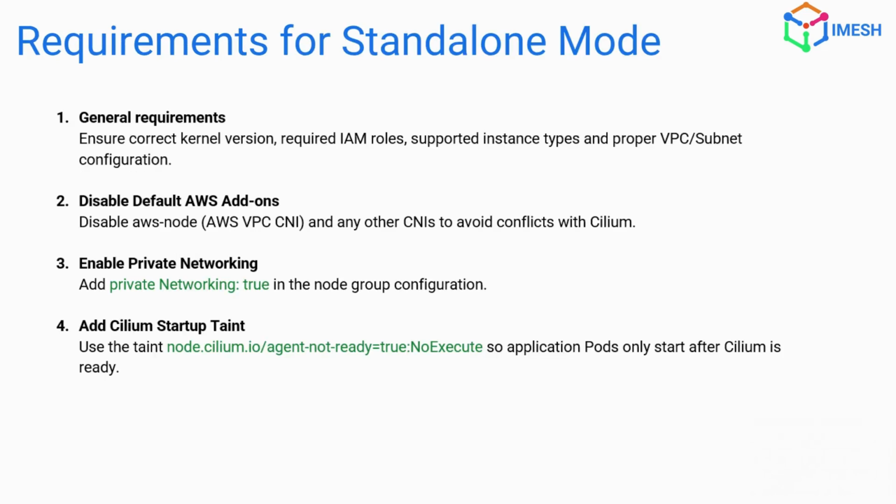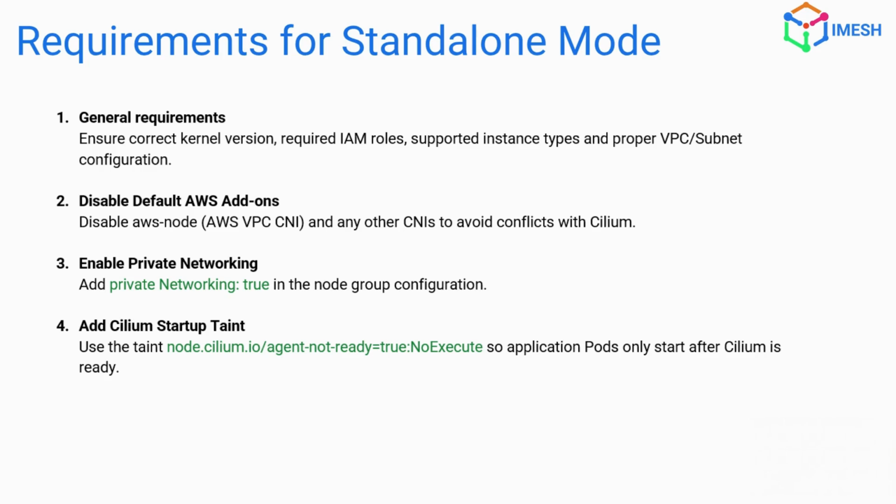Now moving to the first step of our demo, the requirements. We can break this down into four key points. First are the general requirements. These are your standard prerequisites, ensuring you have the correct Linux kernel version, the necessary IAM roles for AWS, and common tools like kubectl and Helm.